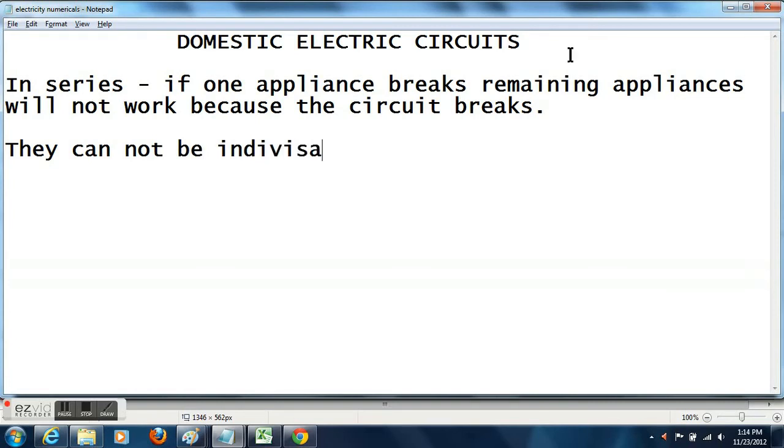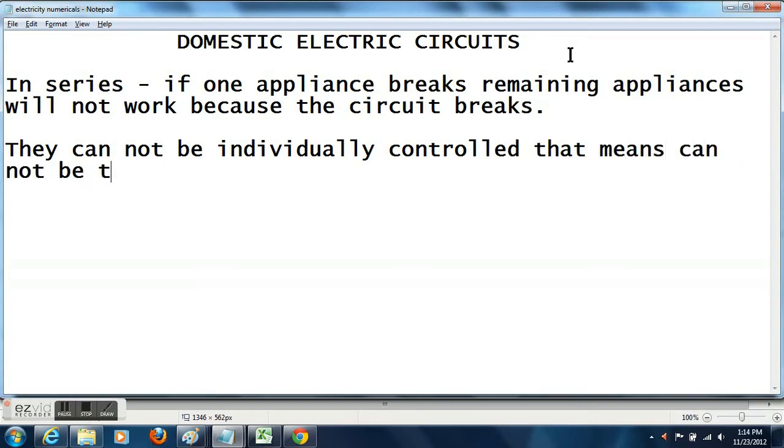Since there is only one single switch which will control all the appliances, the appliances cannot be individually controlled; they have to be controlled by one single switch. That means either all will work or none of them will work. So they cannot be turned on and off individually.